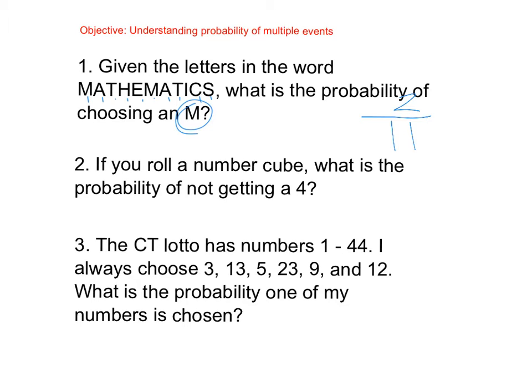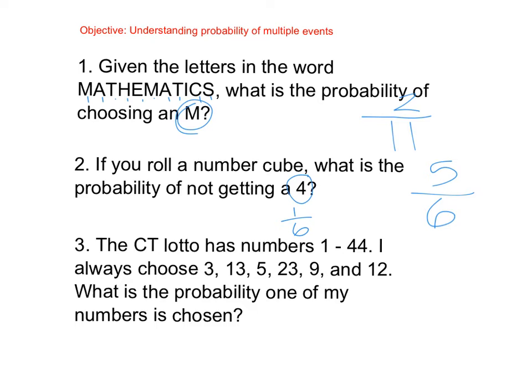If you roll a number cube, what is the probability of not getting a 4? Well, what's the probability of getting a 4? There's 6 numbers on a number cube, right? If the probability of getting a 4 is 1 out of 6, the probability of not getting a 4 is 5 over 6.